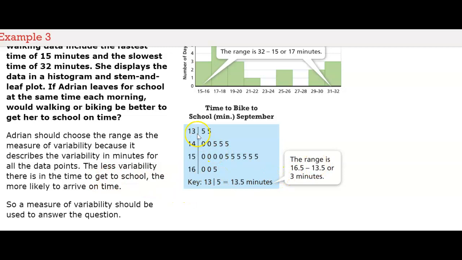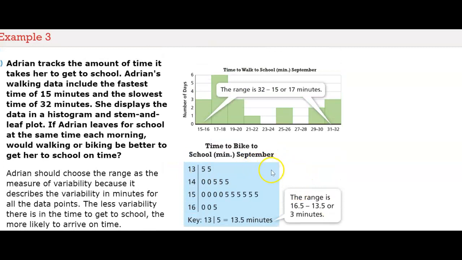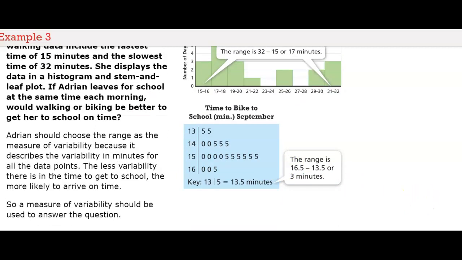So here the range would be 16 and 5/10 and 13 and 5/10, and you subtract those, you're left with 3 minutes. And so a measure of variability should be used to answer the question, and the least amount of minutes would definitely be to bike herself to school.